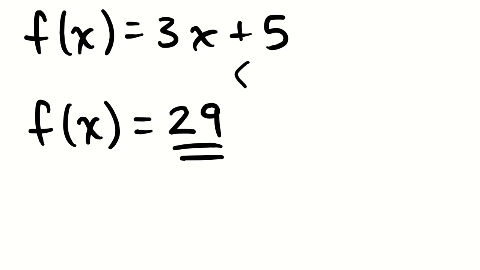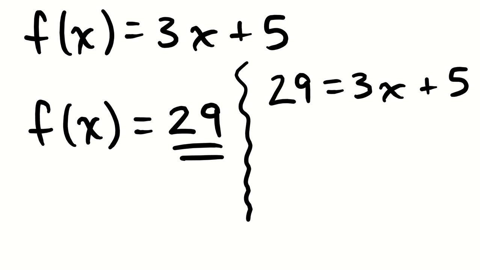To answer that question, I might do the following. Let's go ahead and write down 29. This is the target that I'm looking for, and I'm going to write that equal to the definition of this function. So what I'm saying here is find the value of x. This is an equation. I'm saying find the value of x such that 3 times this value of x plus 5 equals 29.